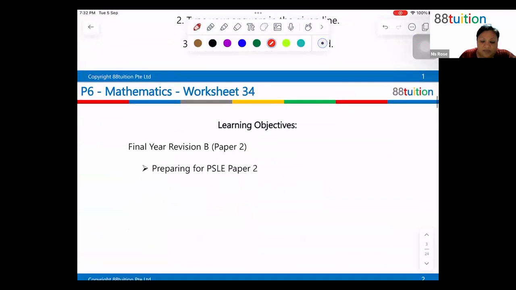And then these are paper 2 questions. So since they are paper 2 questions, that means the calculator is allowed. All right, so you're allowed to use the calculator.